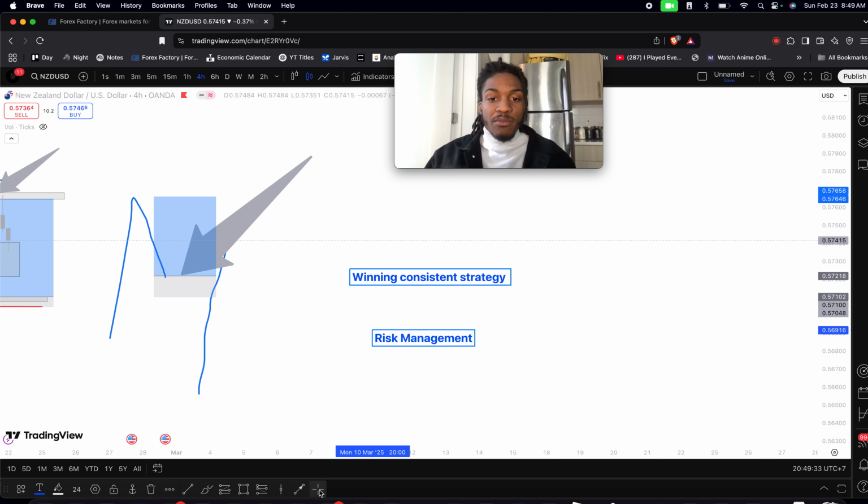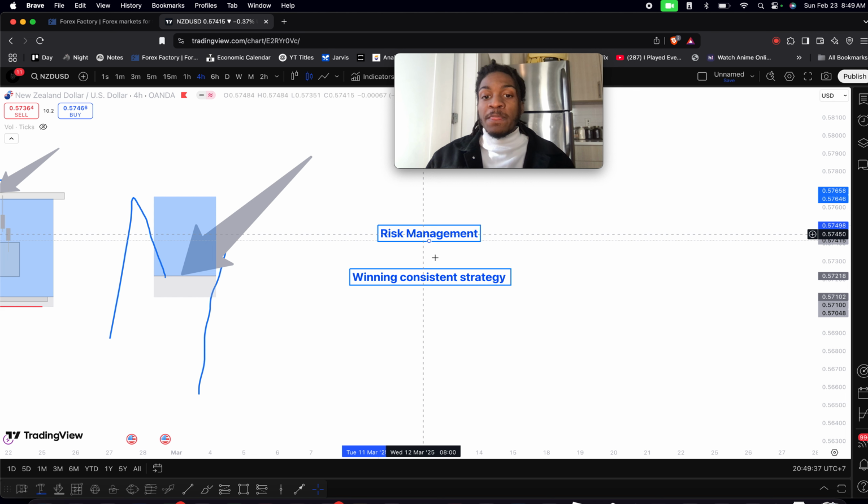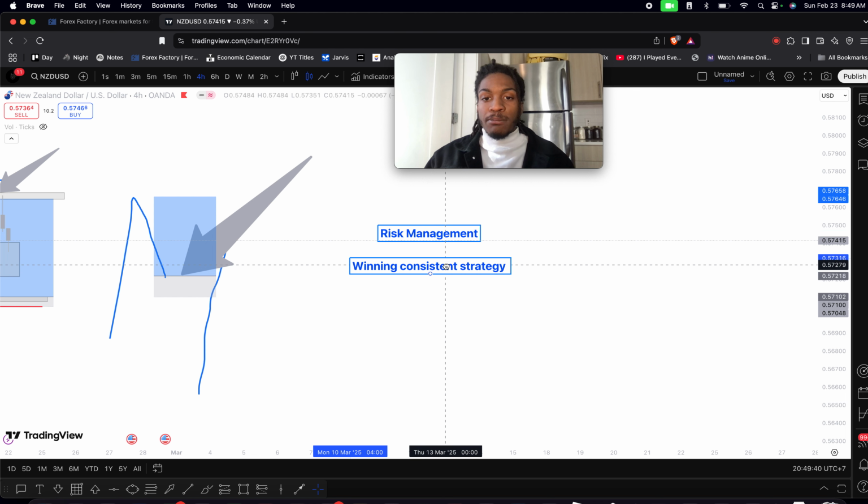Okay? Because risk management is essentially the pyramid point that allows your whole strategy to work in the first place. So the base is essentially your strategy. You know it's a working strategy. It's proven to work. You either have gotten a mentor or you figured it out yourself. You have a strategy. All right?